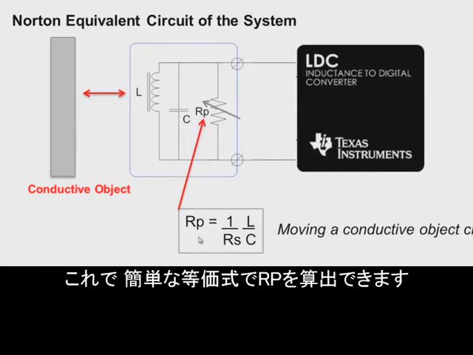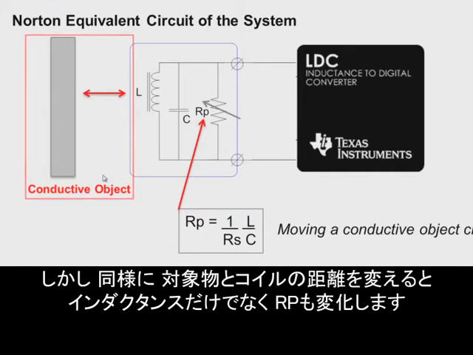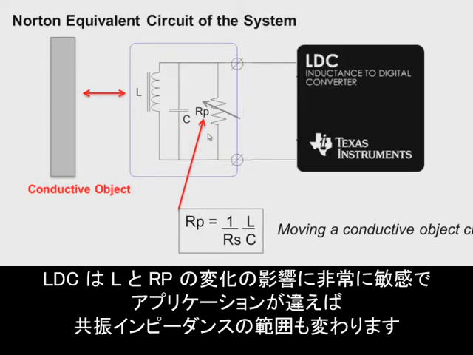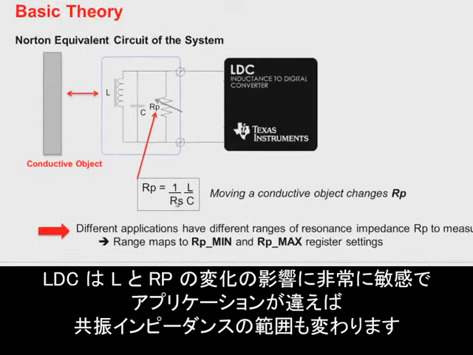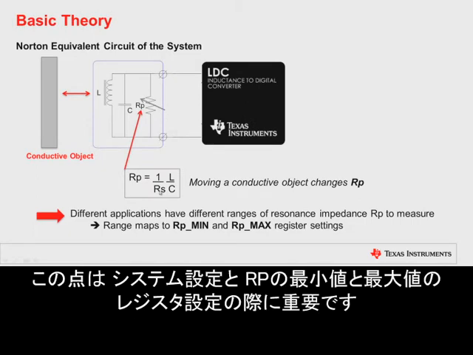Now, RP can be derived using this simple equation here. But similarly, as you move your object closer or farther away from the coil, not only are you changing the inductance, you're also changing RP. The LDC is very sensitive to changes in L and RP, and different applications have different ranges for this resonance impedance. This is important to keep in mind as you set up your system and set up the RP min and RP max register settings.